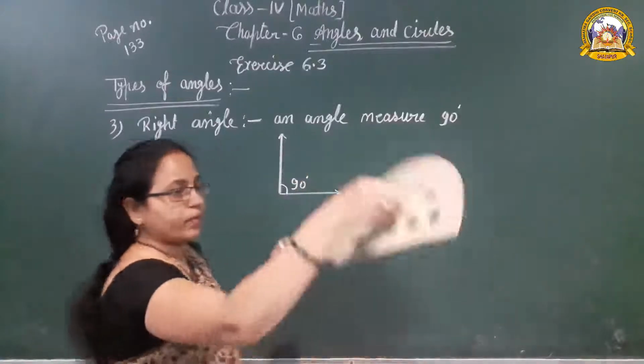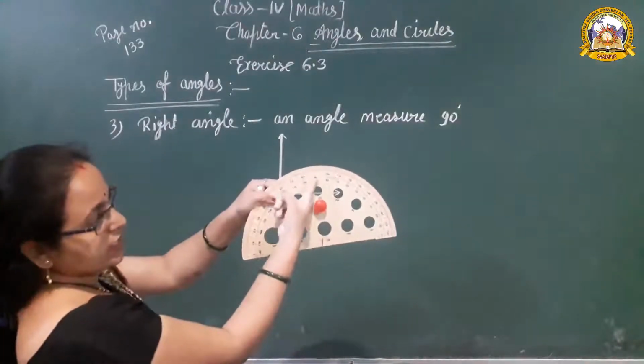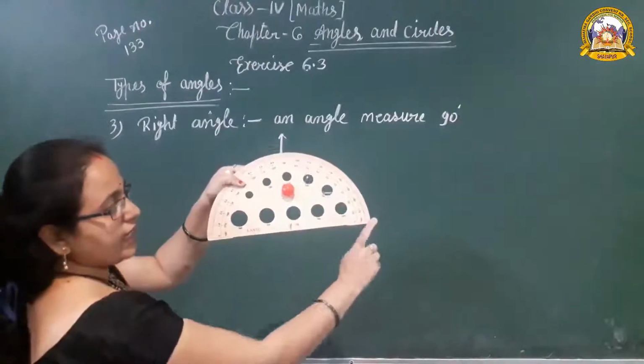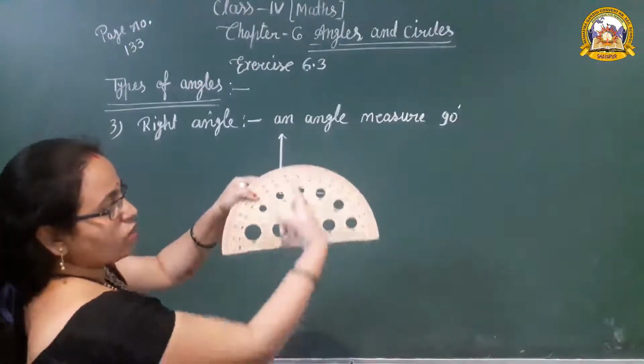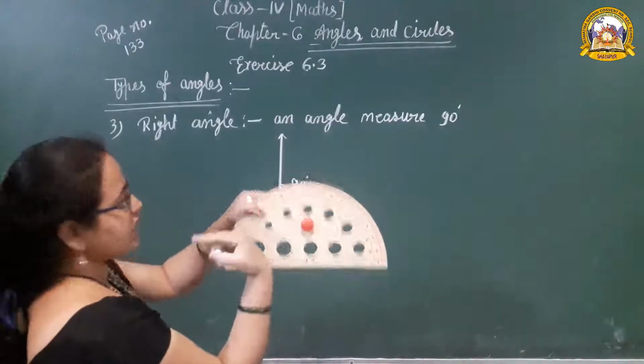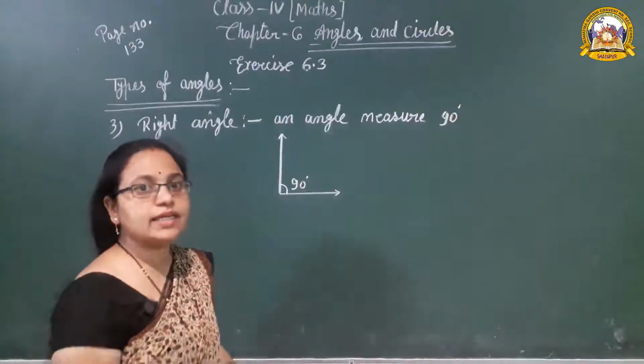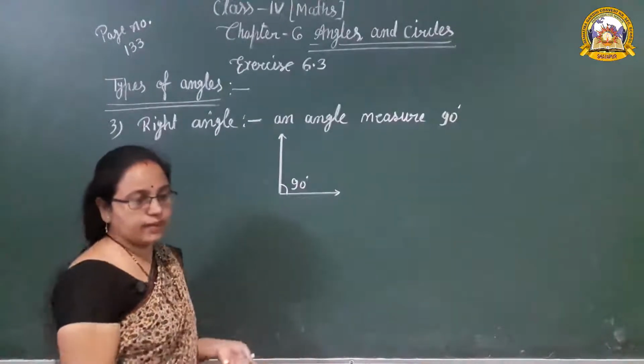Okay, in the protractor, look, 90 degree in the middle means one baseline is here, one ray is going in that direction, and another ray is going upwards, which means 90 degree. An angle that is measured 90 degree is called the right angle.